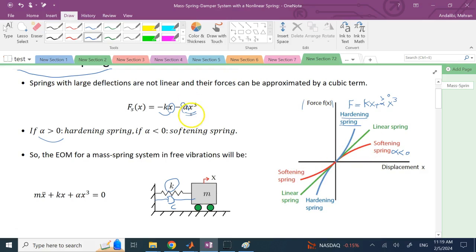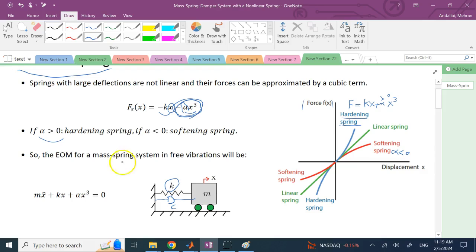But in reality, you always have nonlinear terms. And this alpha might not be as big as k, but in general, the question is, if I bring this extra nonlinear term, what's going to happen? A lot of things. Let's take a look at what.